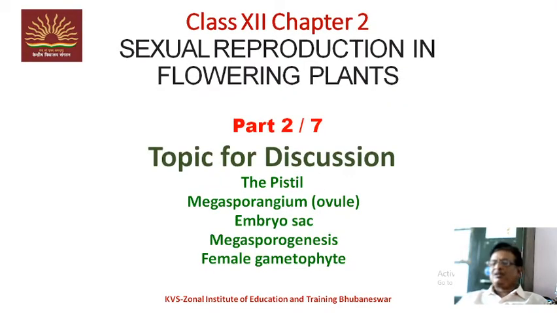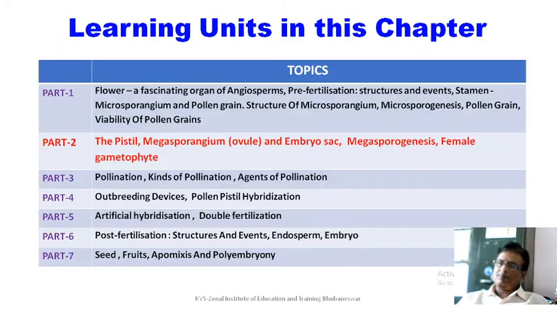Today we'll discuss sexual reproduction in flowering plants. Today's second session, we'll talk about the pistil, the megasporangium, that's ovule, the embryo sac, the concept of megasporogenesis, and discussion about the female gametophyte.